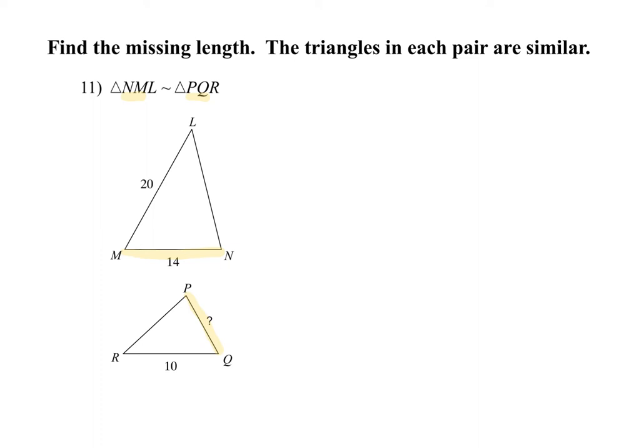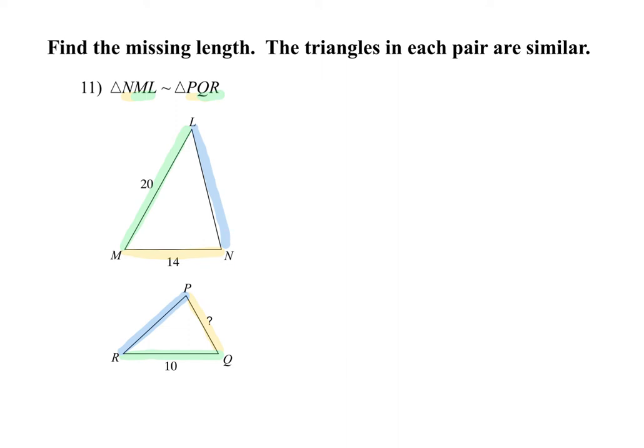So then the next two letters are ML. So ML right here corresponds to QR, which means the third lines correspond to each other. LN corresponds to RP. All right. And so I do that so that I'm making sure I set it up correctly.